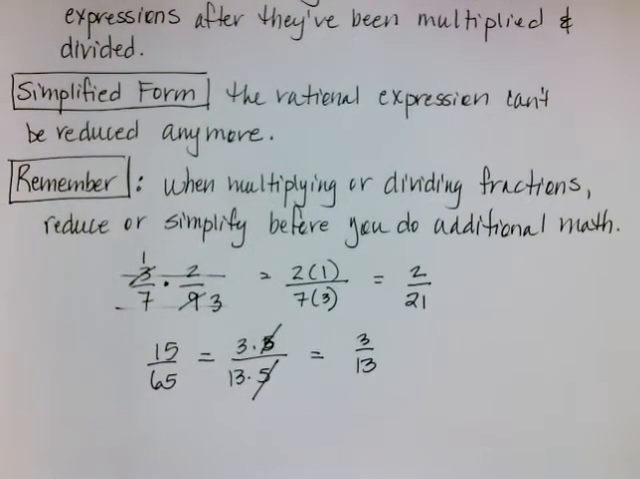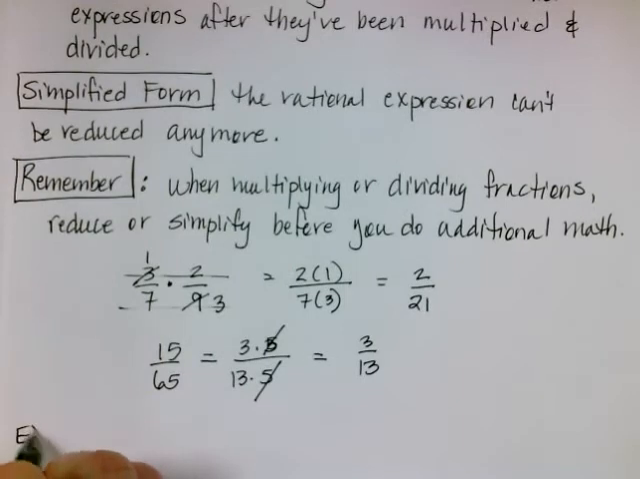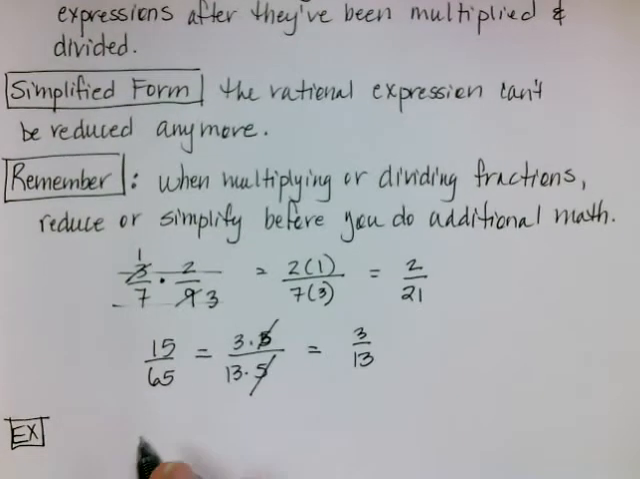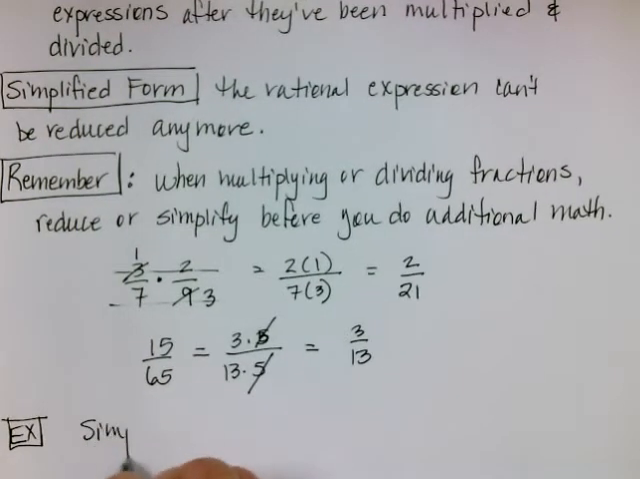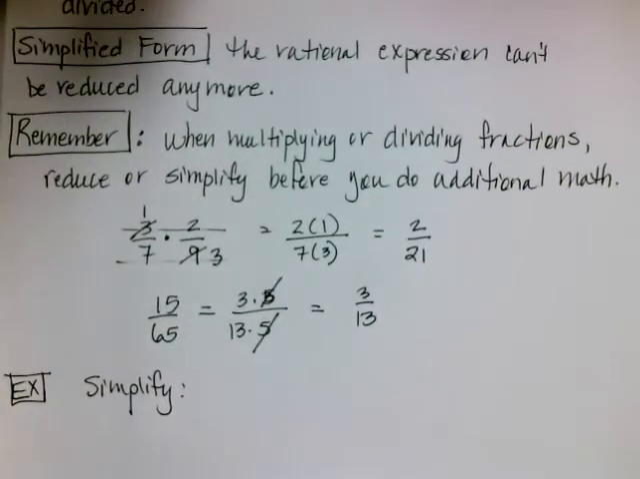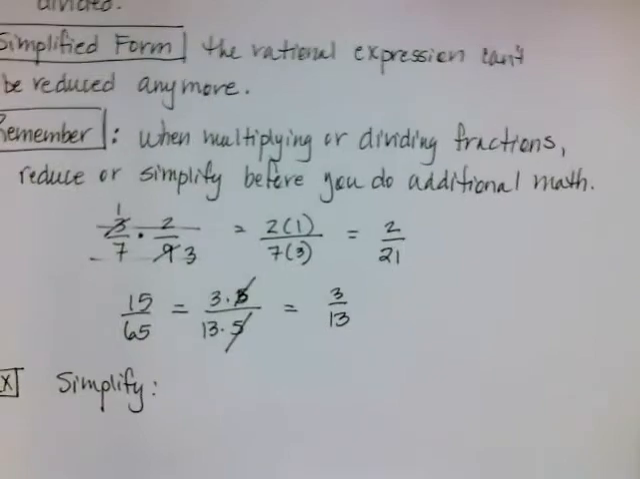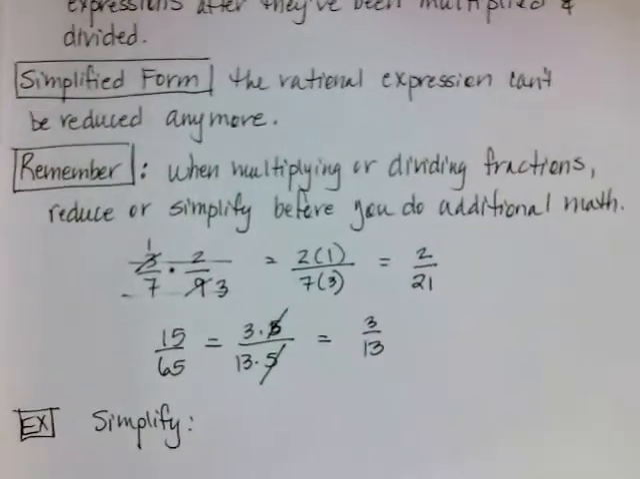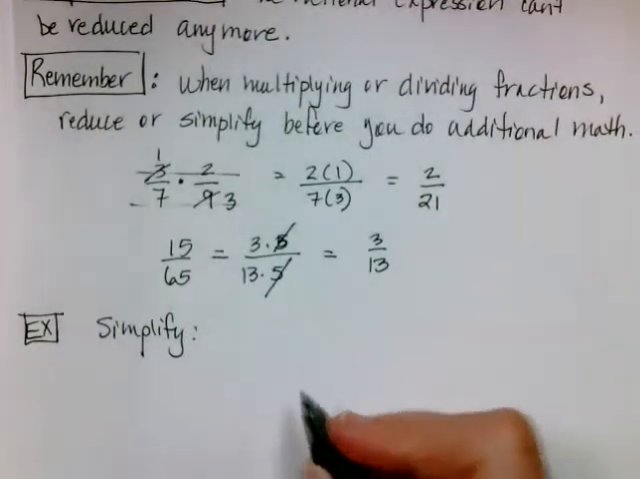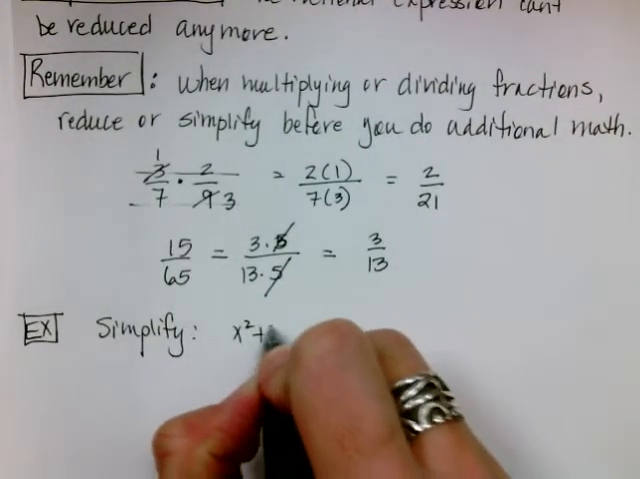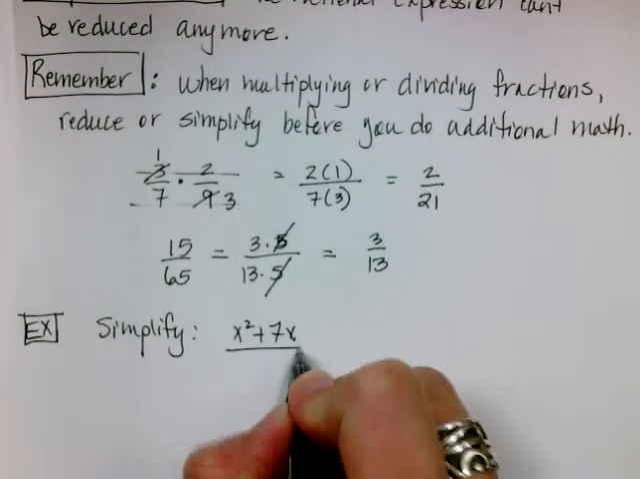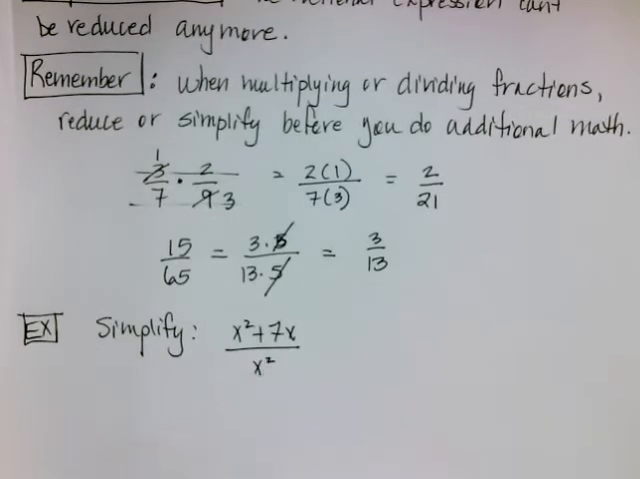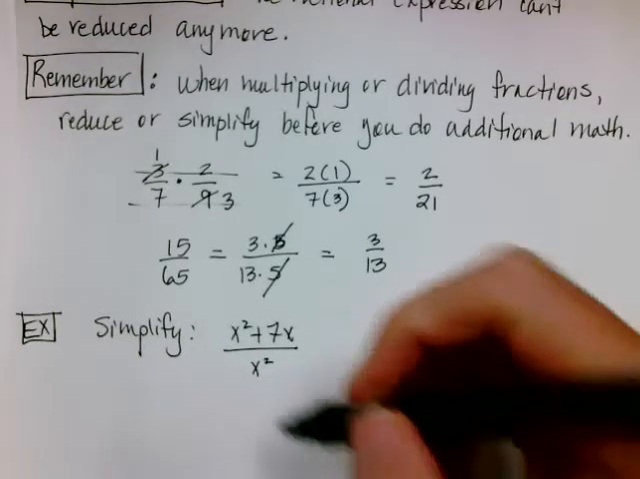All right, so let's start with an example. And let's simplify. And remember, simplify means that I can't reduce my fraction anymore. All right, so my first one's going to be x squared plus 7x, and I'm going to divide it by x squared. So I want to reduce that.